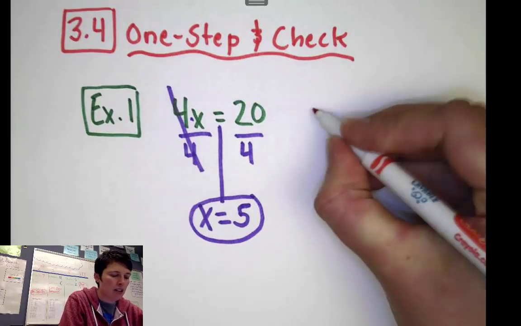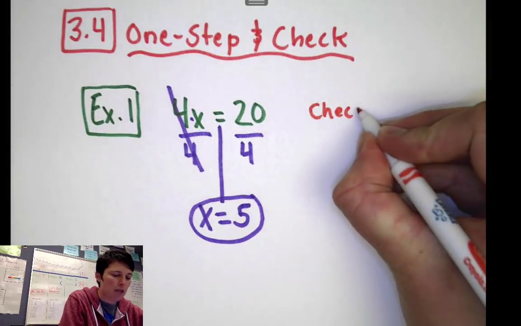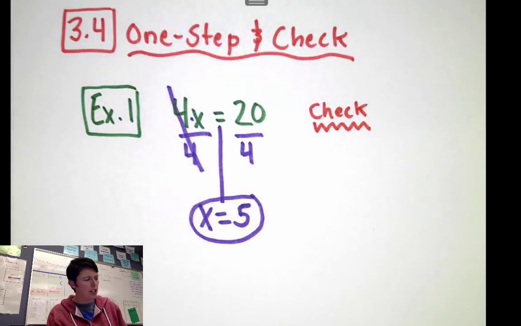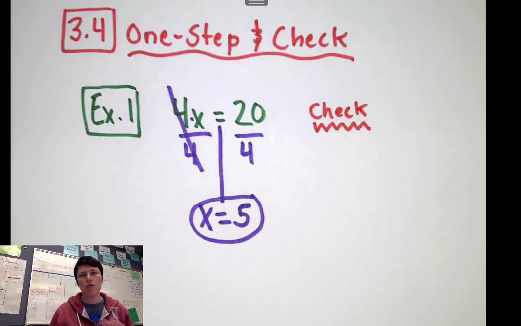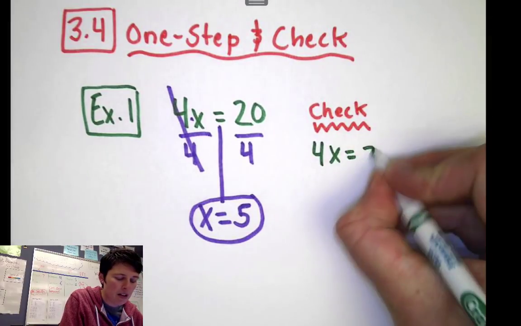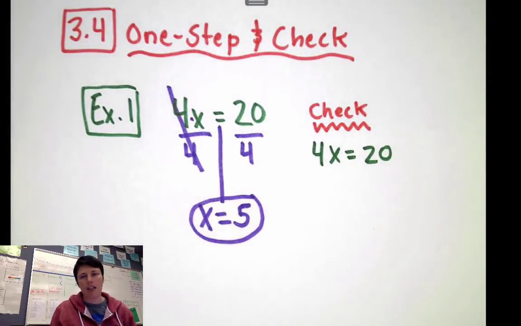So I'm going to add on an extra step. I'm going to check my answer to see if I'm actually correct. Now, checking your answer does not mean solve it 2 times. If you solve it 2 times, then you're just redoing the same process. Here's what it means. You copy the problem, 4x equals 20. But I'm not going to be putting that line down the middle. Instead, I already think I know the answer. I think it's x equals 5.